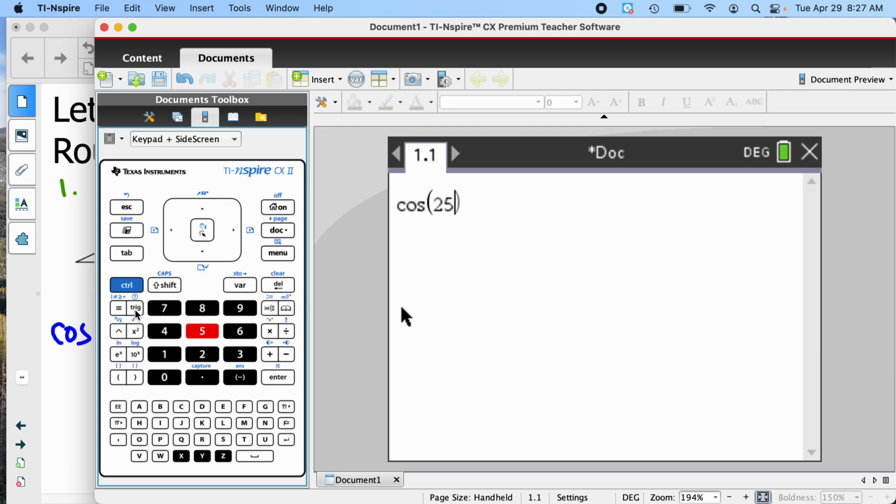And what I want you to notice, I said before this is a function. If I type the cosine of 25 and then press enter, I get a decimal. So that's what the cosine of 25 is equal to. 0.906307777, and so on. Okay, so it's a number.